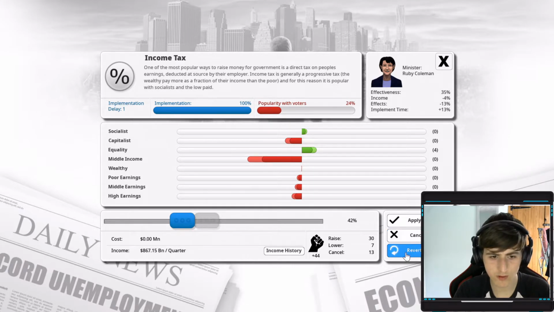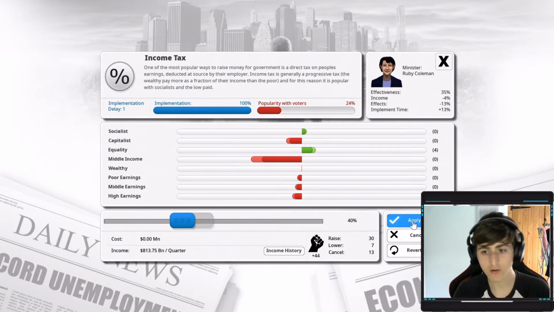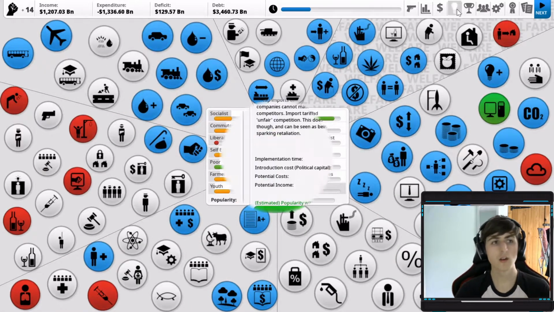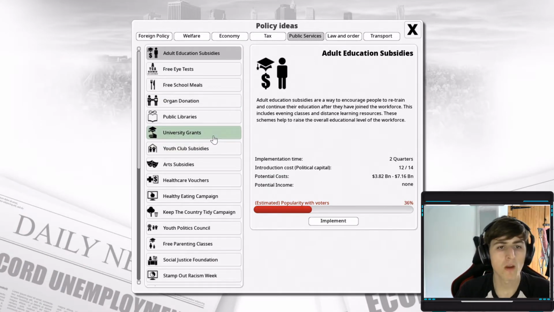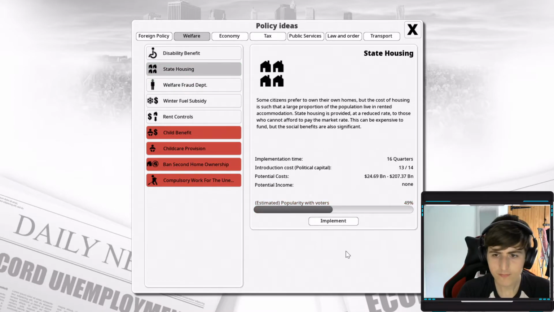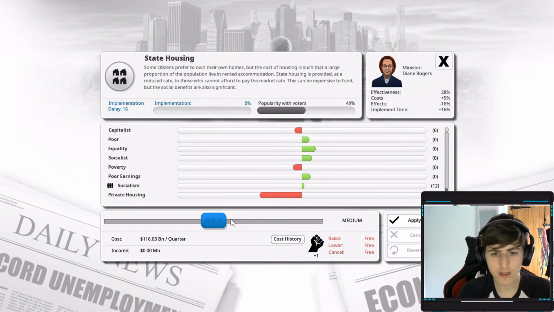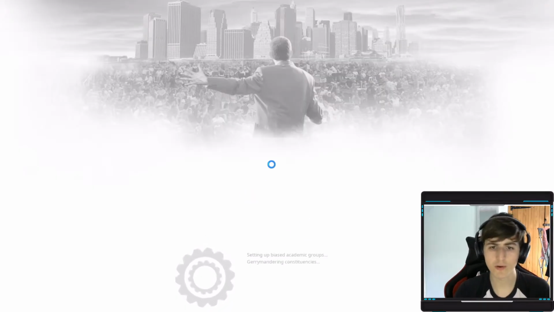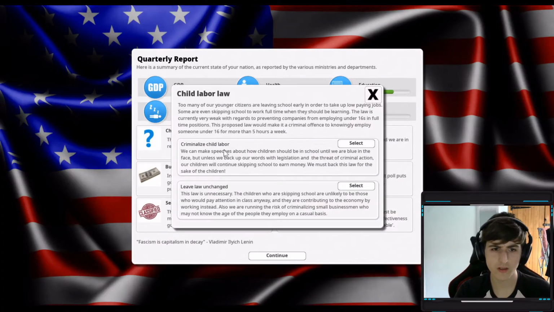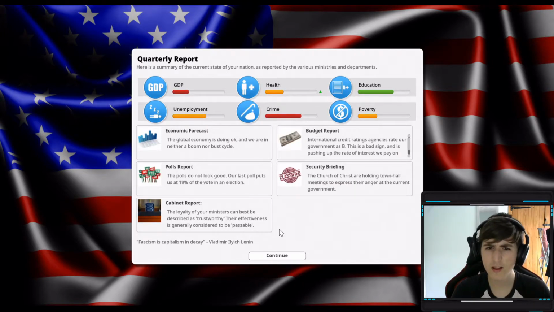Because at the moment we're on 644. I'll increase it to 40, which is quite a big increase, but we can now start introducing some better public services and better welfare. So I'm going to do a little bit of state housing. Not a ton. I'm going to leave it at 90 billion per quarter. However, I think that could be a big boost for us. It will reduce homelessness and hopefully make people a little bit happier.